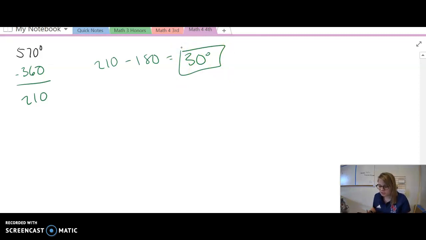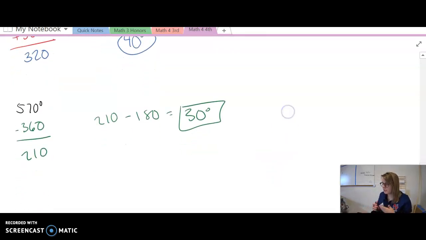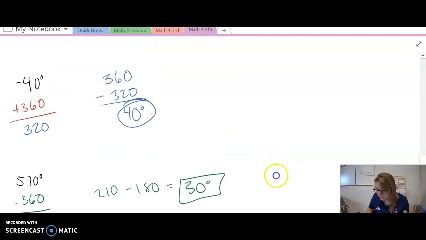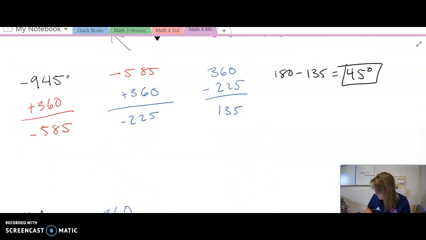And remember to double check your work. Make sure your reference angle is in between 0 and 90. So 30, yep. 40, yep. 45, yep. All in between 0 and 90.